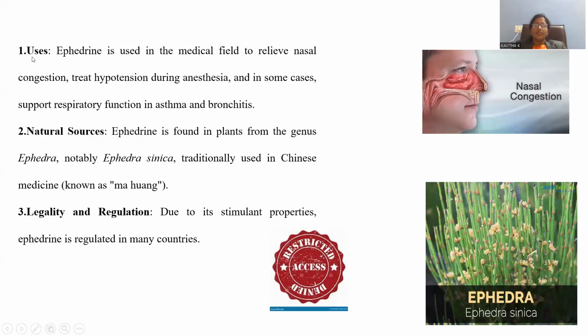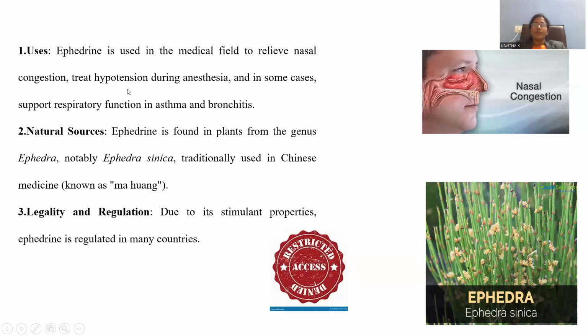Then let's go with other usages for ephedrine. Ephedrine is used in the medical field to relieve nasal congestion. Nasal congestion is whenever the nasal passages get blocked by the secretion of mucus. Large secretion of mucus completely disturbs the circulation of air, so that breathing becomes very problematic. In that condition, the nostril congestion is totally cured by means of ephedrine.